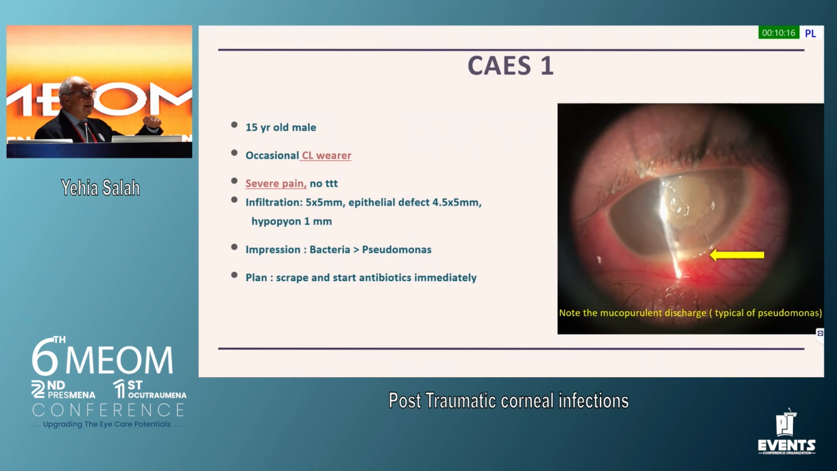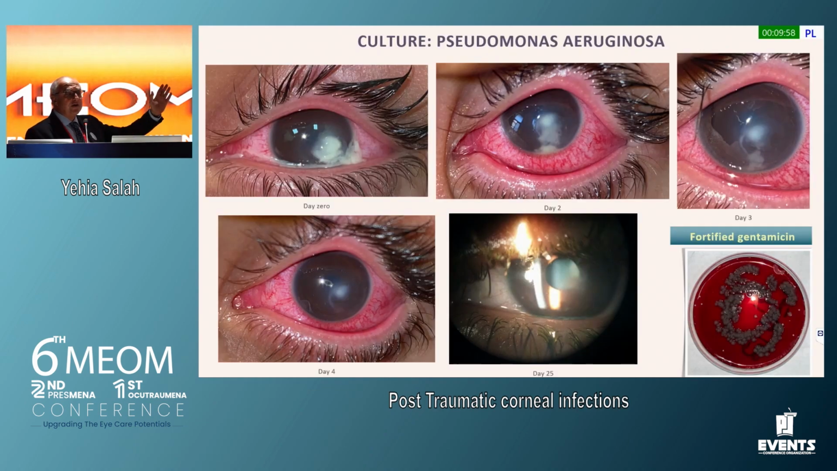And notice the hypopyon is a very important clinical landmark. If it is a straight line, if it is mobile, this is usually indicative of bacterial origin. And the impression here, because of a lot of the discharge and the rapid progression, is that this is probably a Pseudomonas, which is the most common organism doing this. Still, we will do scraping and we will start the antibiotics.